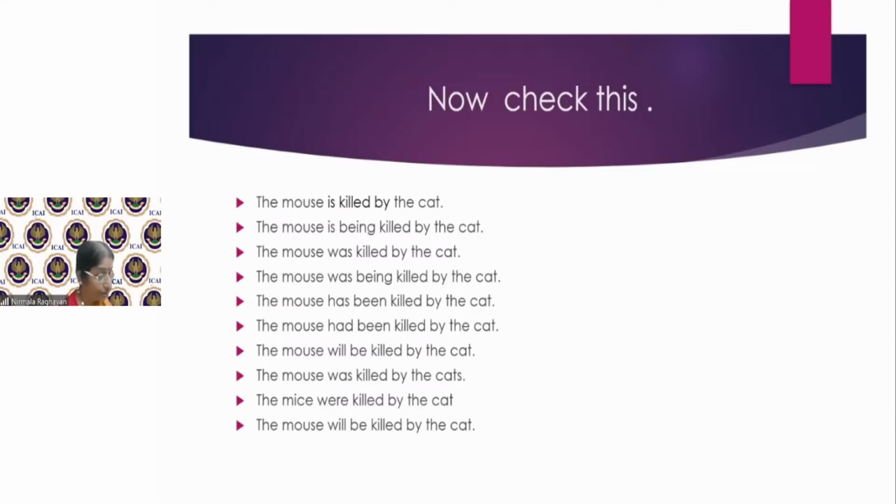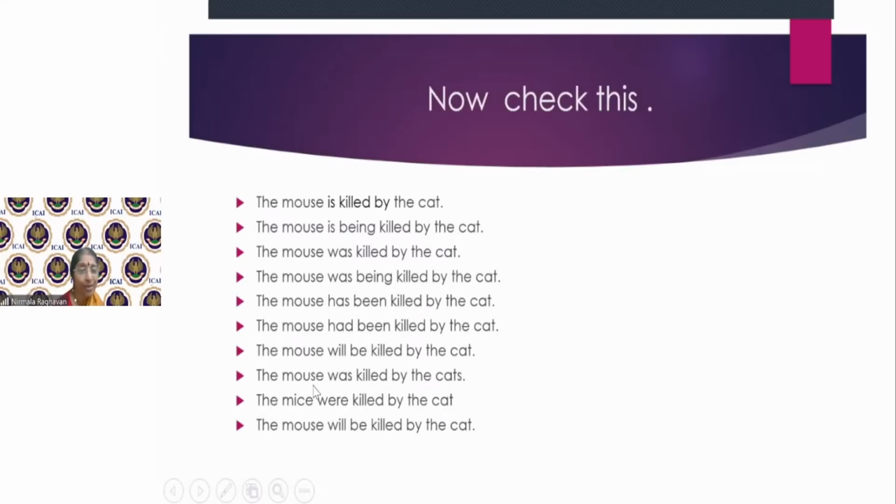Active to passive sample sentences in different tenses. Okay, the mice were killed by the cat. So you see the was becomes were because the mice is in plural. Okay, the mouse will be killed by the cat.